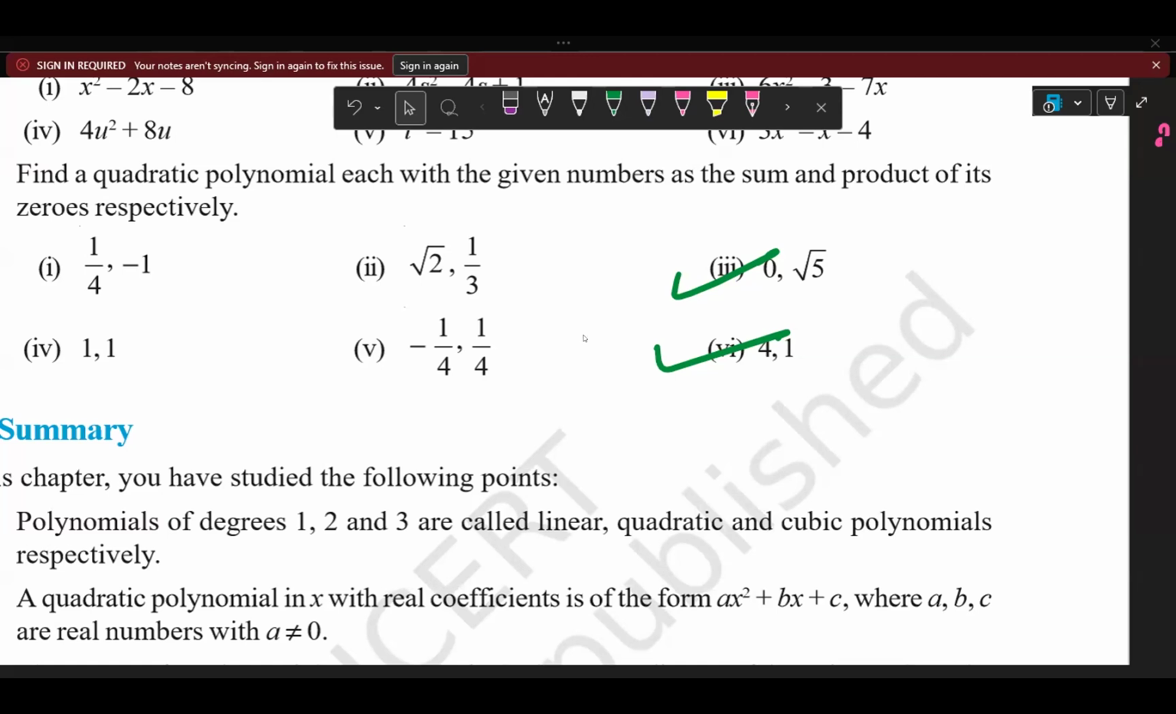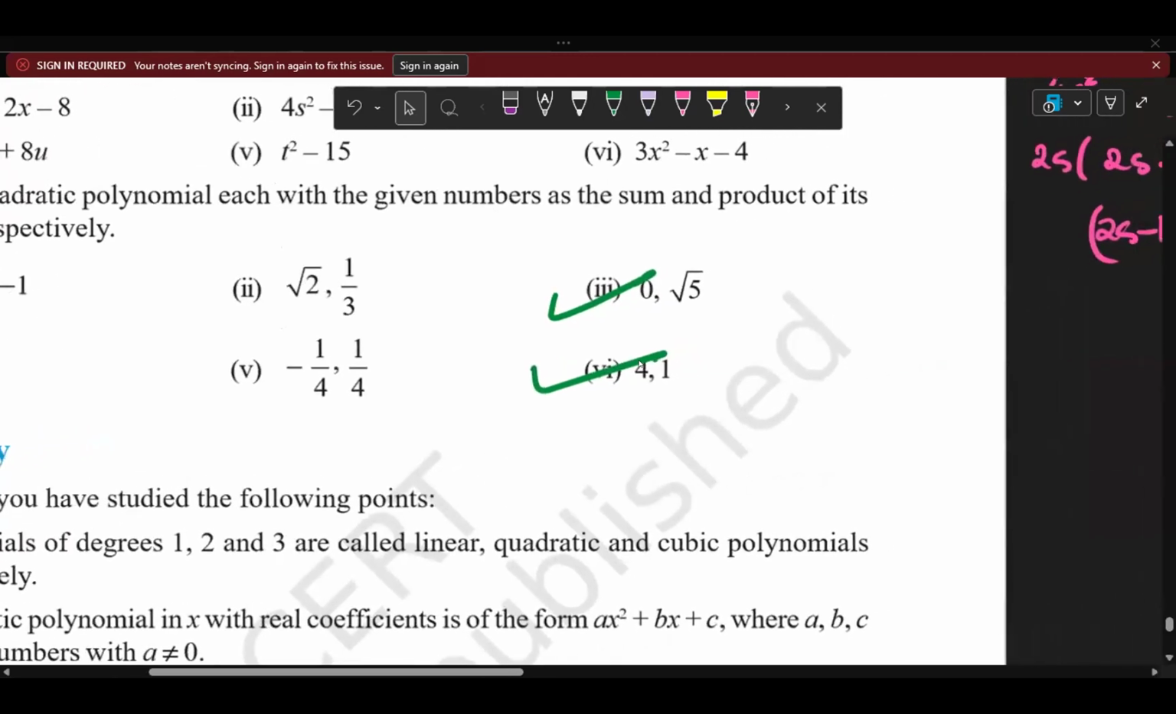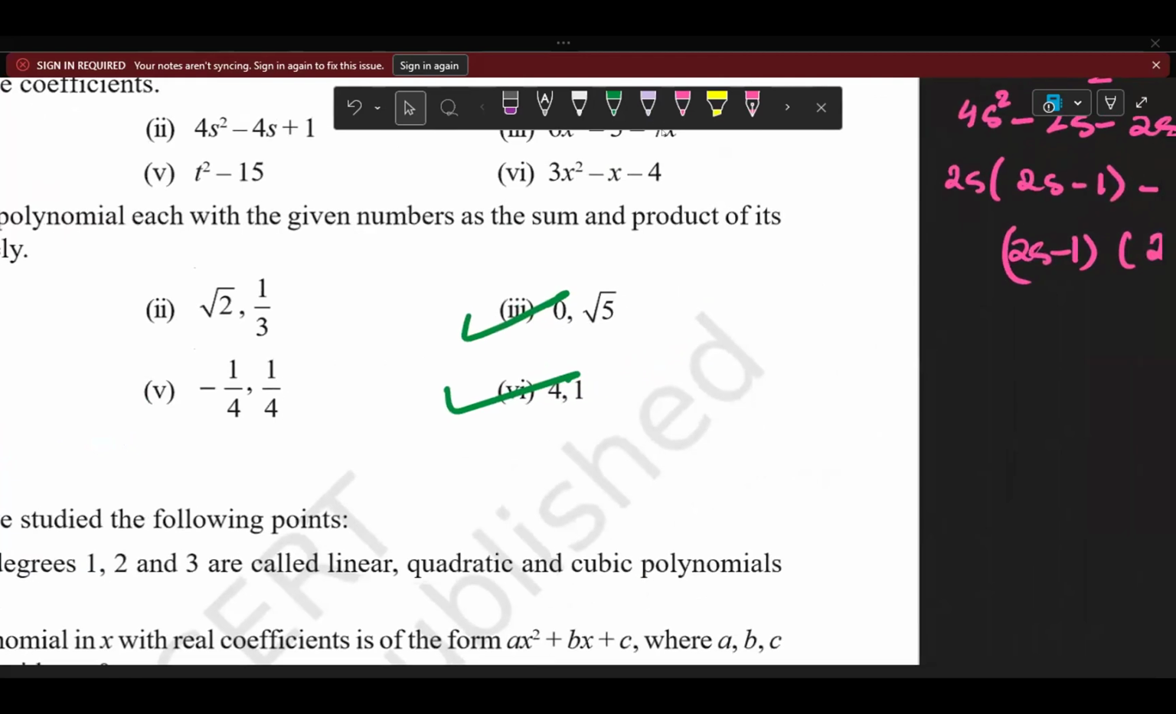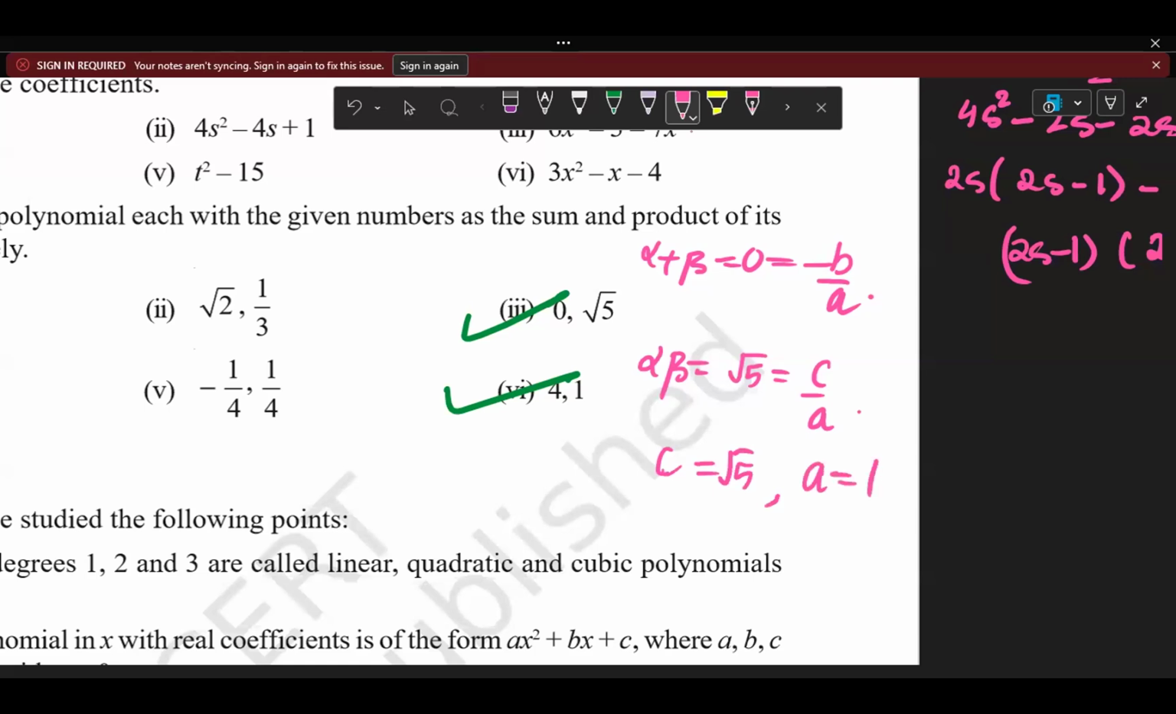Okay, good children. I will just quickly discuss the remaining answers also. Focus on the board. The question says 0, comma root 5. So alpha plus beta is 0, that's equal to minus b by a, and alpha into beta is root 5, that's c by a. So from here, I clearly have the value of c is root 5, the value of a is 1, and the value of b is 0, right?